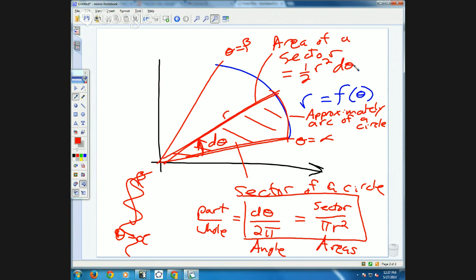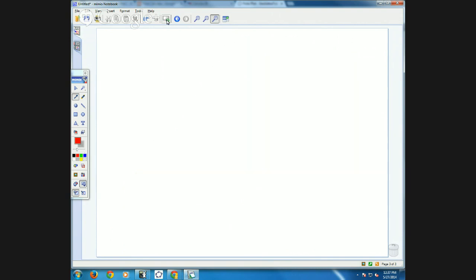Now the d theta is getting small. We're thinking of that as the limit of delta theta, right? And so if we integrate this right here, that's going to give us the area inside a polar curve, because we have a whole bunch of these little sectors that we're adding up. So that leads to the polar area formula.